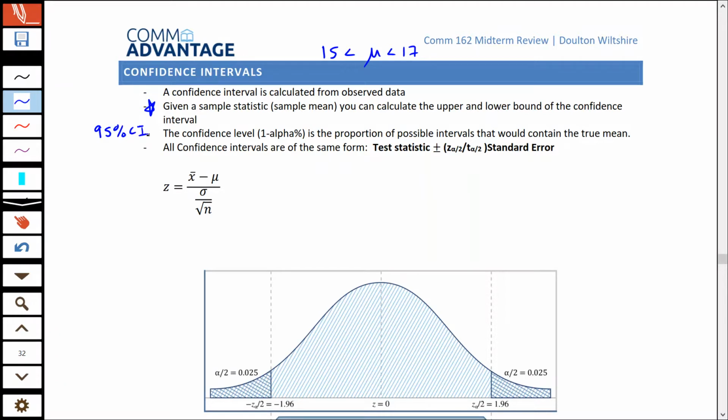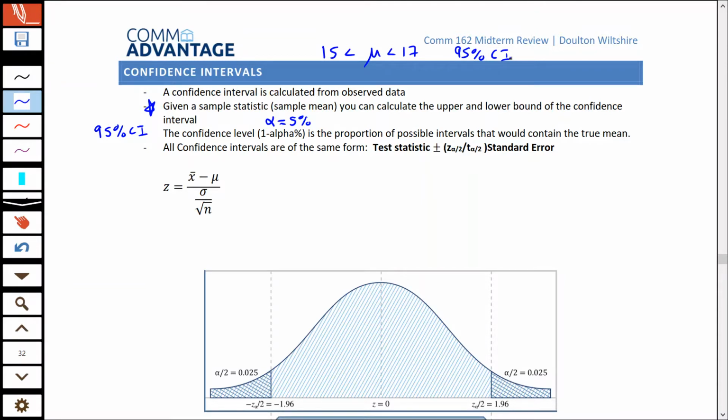That confidence level is 1 minus alpha. So if it's a 95% confidence interval, that means that alpha is 5%. That's the proportion of intervals that do not contain our true mean. So just because we come up with an interval, let's say like the one I wrote above, 15 to 17, does not mean that the mean is definitely between 15 and 17. If that is a 95% confidence interval, then there's a 95% chance that the real mean is somewhere between 15 and 17.